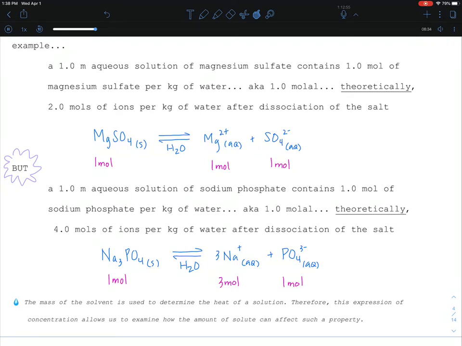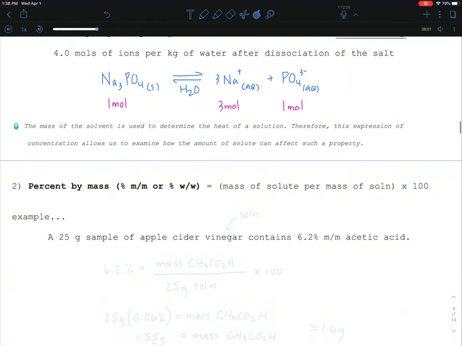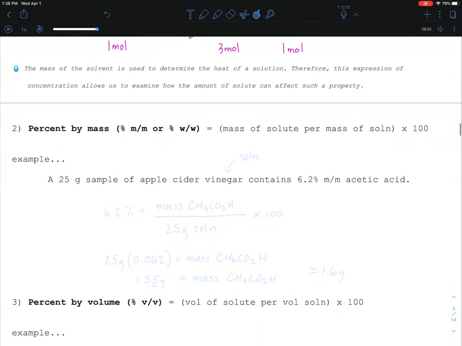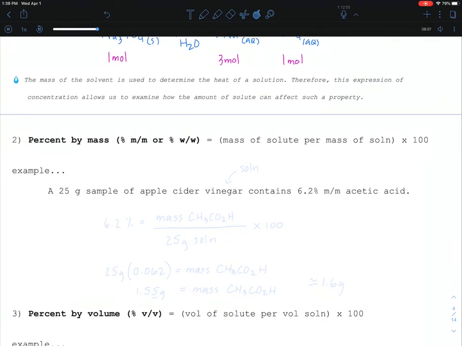We have some other ways of expressing concentration that might seem a little bit more familiar to you. Molality is not exactly rolling off of everybody's brain. We use it very specifically for certain calculations, but things like percent by mass or percent by volume might seem just a little bit more familiar. So I have a couple of examples here. And the percent by mass I'm starting with first.